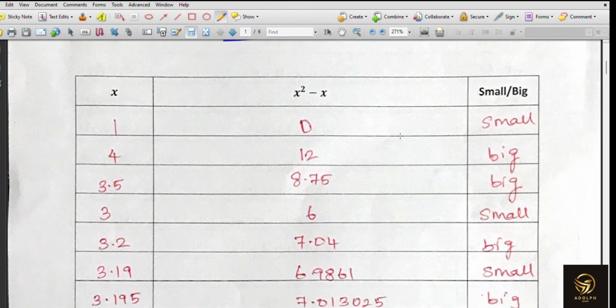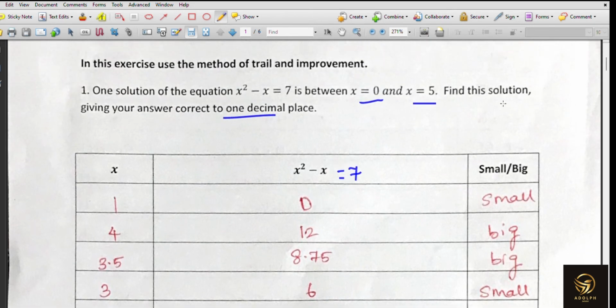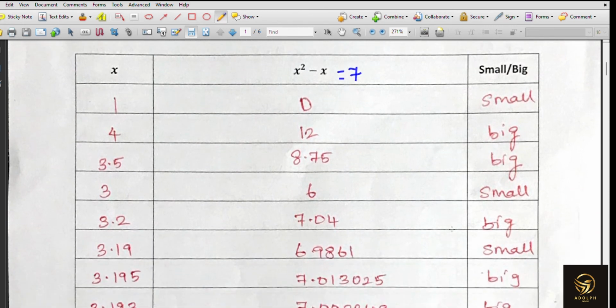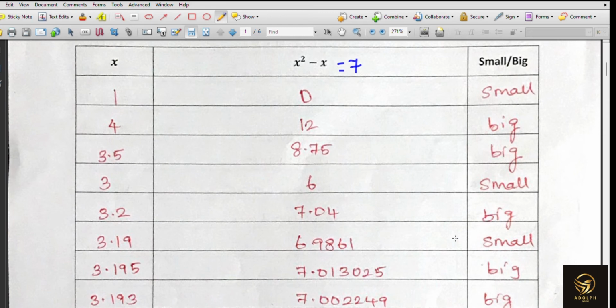Then how you have to do it. They said x squared minus x must be equal to 7 and that the root is between 0 and 5. It can be 0, 1, 2, 3, 4, 5 like that, but the answer is to one decimal place, so it is not easy. You cannot check only 1, 2, 3, 4 or 5 and conclude, because between 0 and 1 you have 0.1, 0.2, 0.3 like that. You have so many answers, so maybe you have to check around 50 numbers. Instead of that, what are we going to do? Let's see. This one is actually a proper working of how we have to solve it.